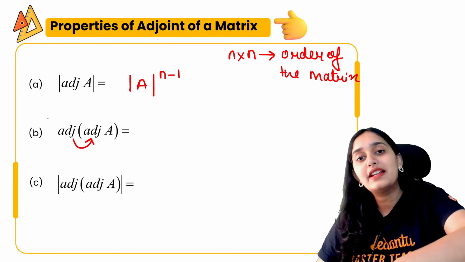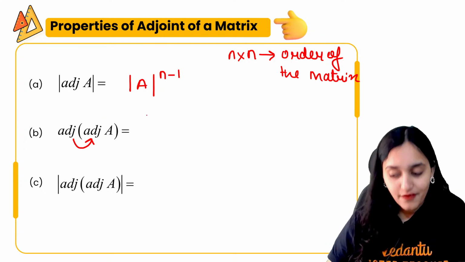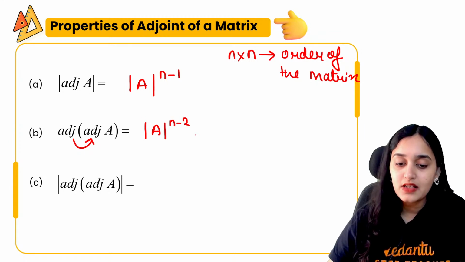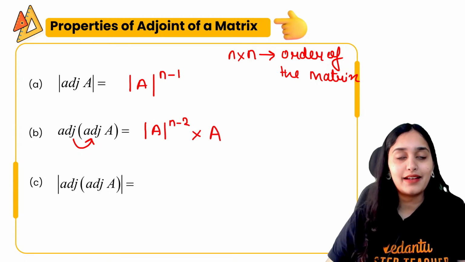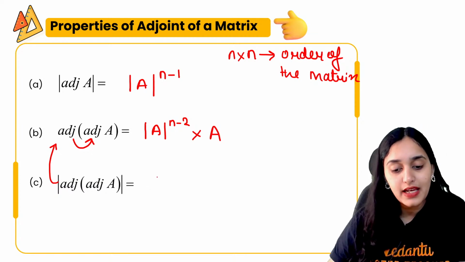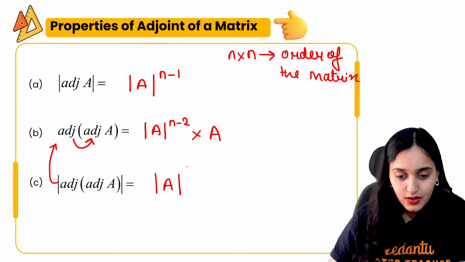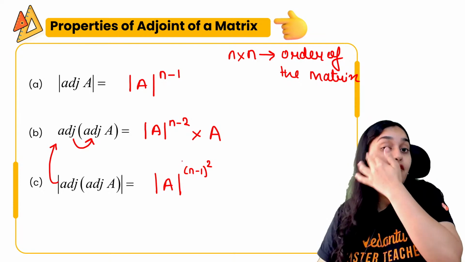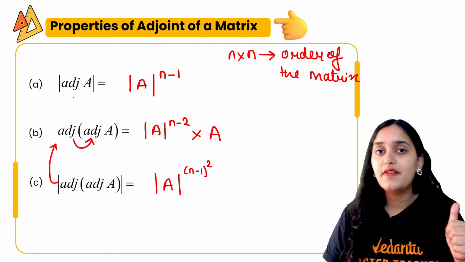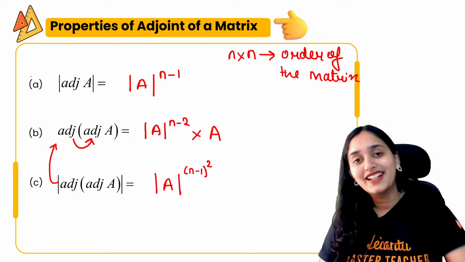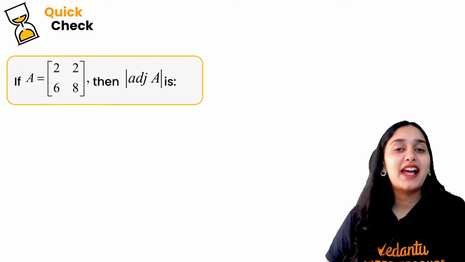Next, what is adjoint of adjoint A? How will you find it out? The formula is determinant of A to the power of n minus 2 into the A matrix. Okay. Similarly, what is the determinant of this matrix? Determinant of adjoint of adjoint A is determinant of A to the power of n minus 1 whole square. These are the shortcut formulas to find adjoint of adjoint A and determinant of adjoint of A. Okay, chalo. Let's apply this in a question.